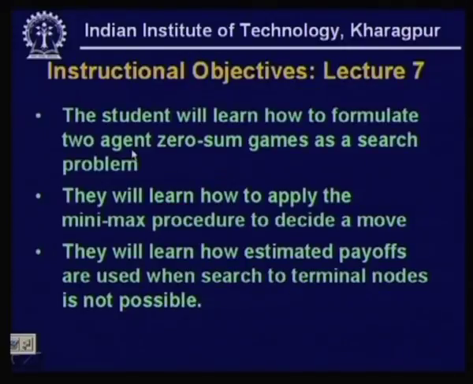The objectives of today's lecture: the student will learn how to formulate two-agent zero-sum games as a search problem. They will learn how to apply the minimax procedure to decide a move. They will learn how estimated payoffs are used when search to terminal nodes is not possible.